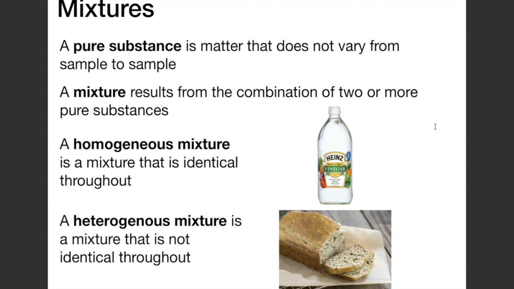A heterogeneous mixture, on the other hand, is not identical throughout the sample. So if we look at this loaf of whole grain bread, we see that we have the seeds embedded throughout the bread. And if you were to sample one part of the bread versus another, you're going to get different ratios of the bread to those seeds. It's a heterogeneous mixture because it's not identical throughout.